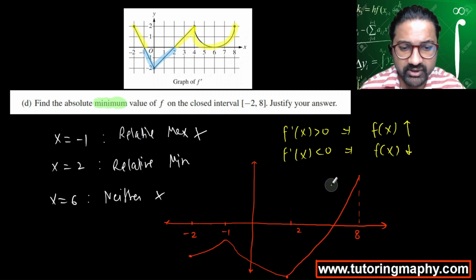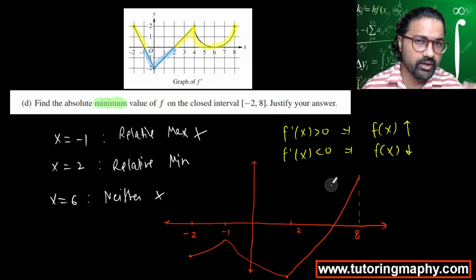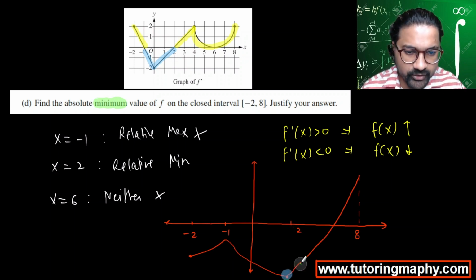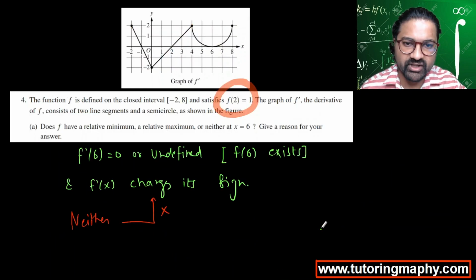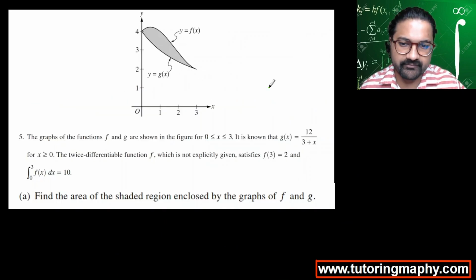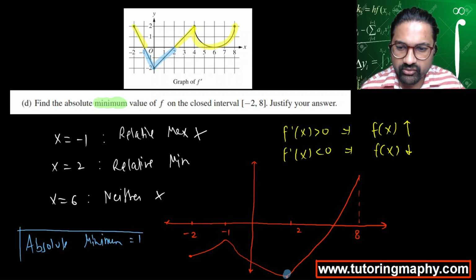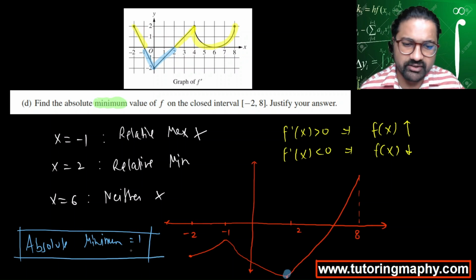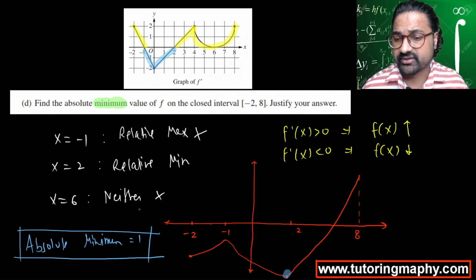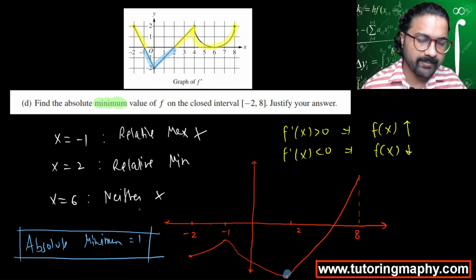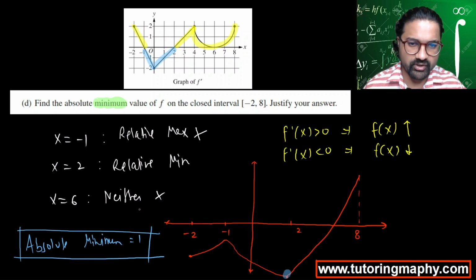It cannot be lower than that at 2. So the answer is f of 2 without even finding anything. It's already given in the question that the value of f of 2 is 1. So its absolute minimum is 1, without doing all that antiderivatives or definite integrals, right? This is a perfectly valid method. I hope you understand this. Let me know if you have any confusion.